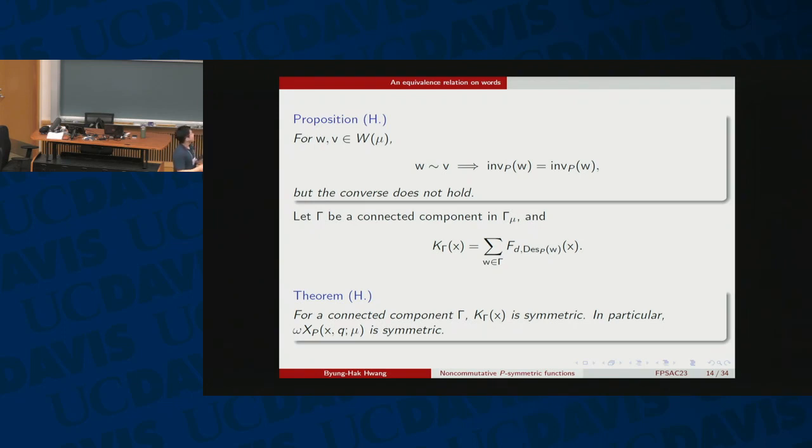Let gamma be a connected component of this graph, and we define K of gamma to be the sum of the fundamental quasisymmetric functions where W belongs to this connected component. Then, by definition, this function is just a quasisymmetric function, but I proved that this is actually a symmetric function. So we conclude that this slight generalization is also symmetric.